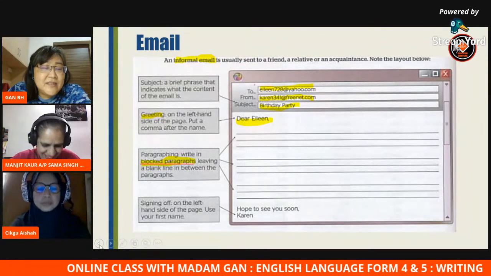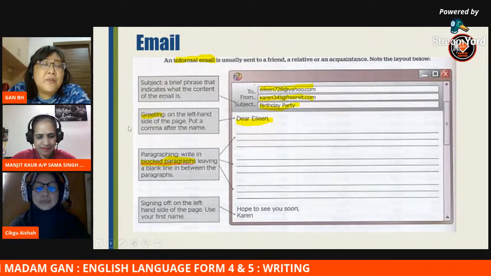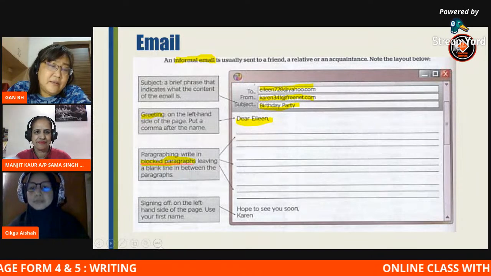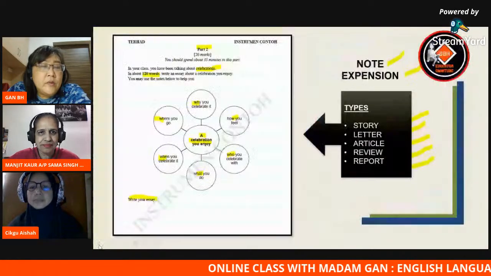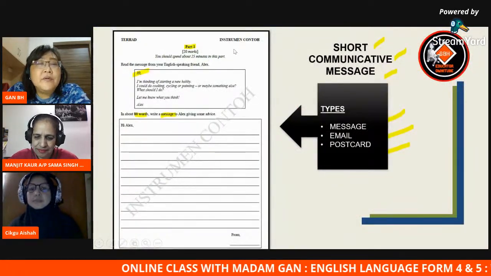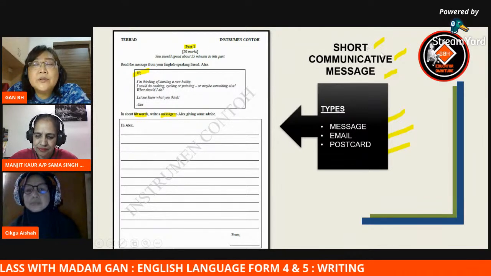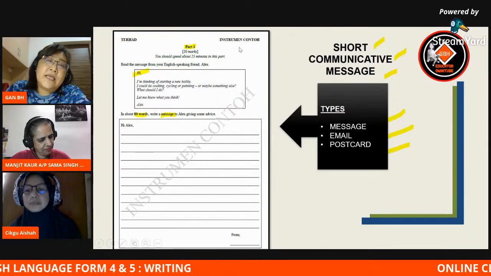So just now I was explaining there are two parts of your exam paper, right? So they are part 1 and part 2. So part 1, okay, maybe I'll go back to the earlier one. Okay. So here in part 1, if those students who just joined, maybe I repeat this. Part 1 is called short communicative message.